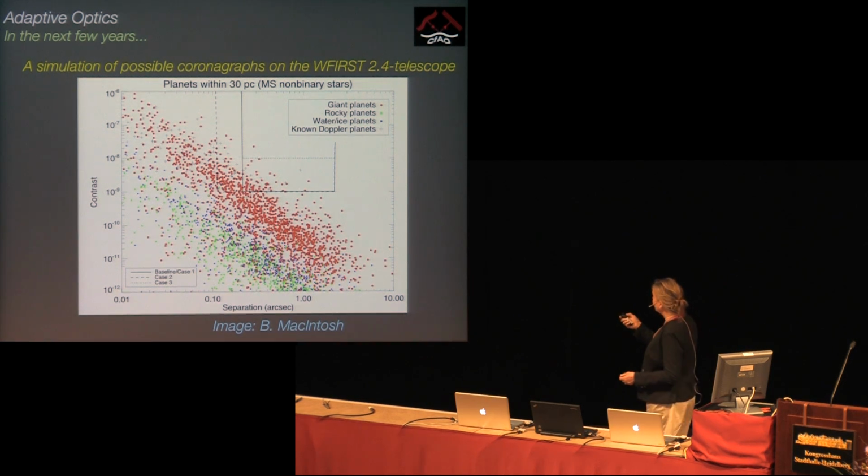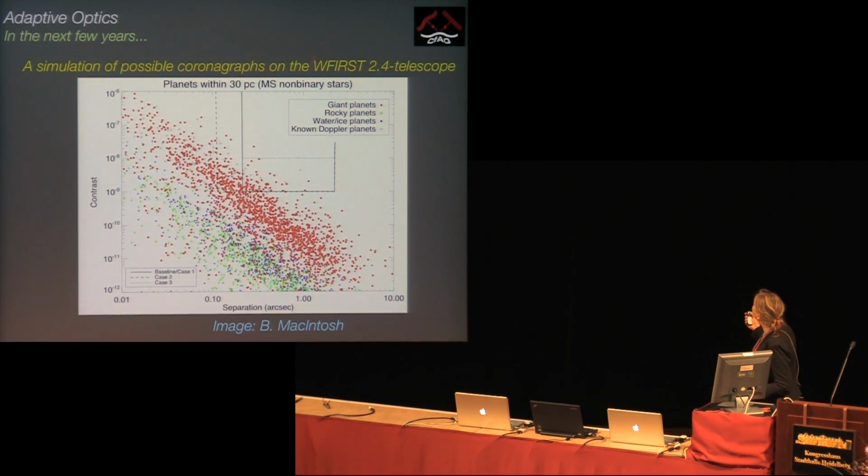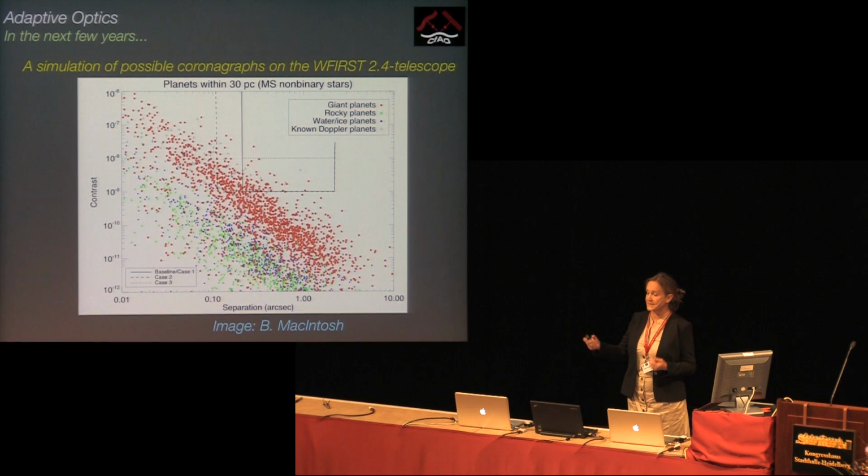To get to the really cold Jupiters, a mission like WFIRST is probably going to be needed. Hopefully we'll have a 2.4 meter telescope or two that can be commissioned for this kind of search, and it would provide a stunning yield of planets that are at wide separations.